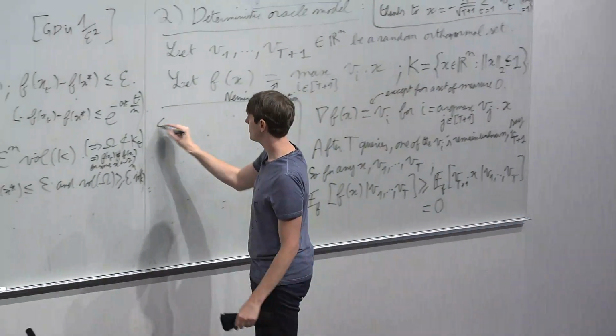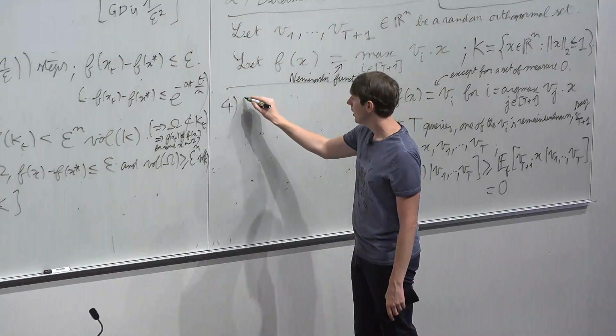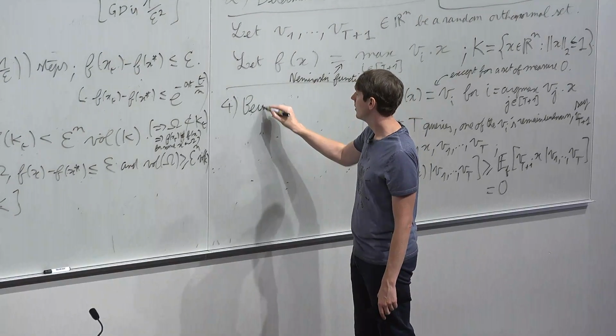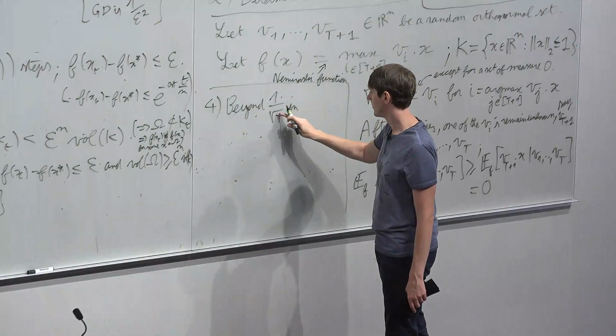Okay, so I'm not going to have time to do this. I will do it tomorrow. But 4 is going to be beyond 1 over square root t in high dimension.